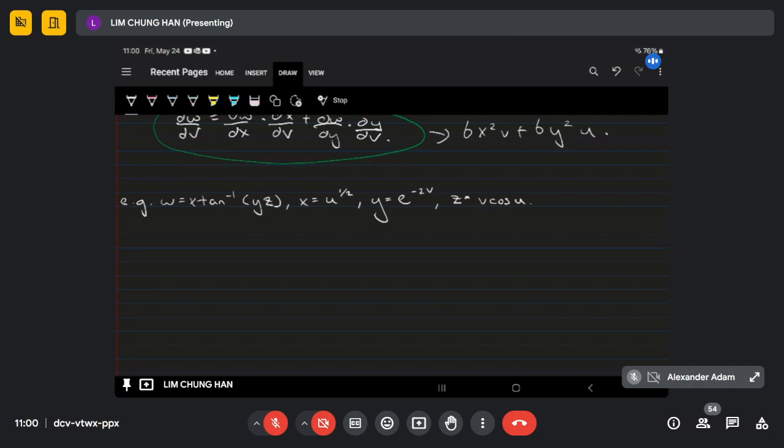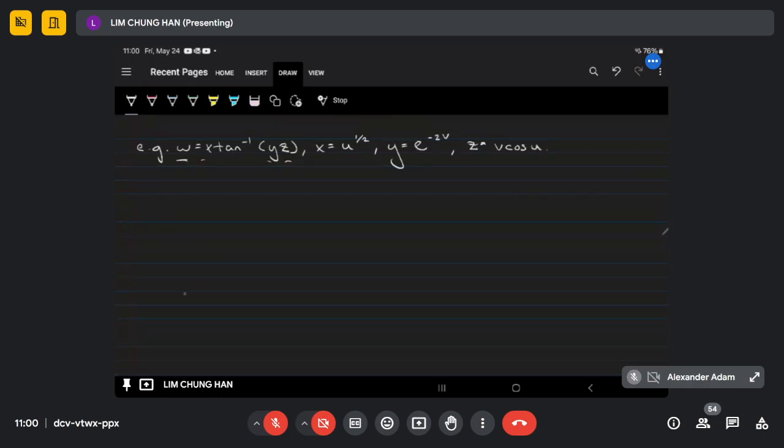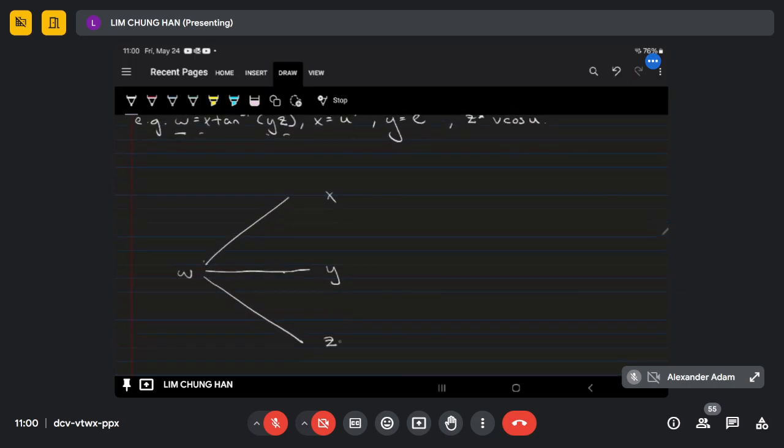So again, the first step, we will see w is related to how many variables? 3. So w is related to 3 variables, x, y, z.